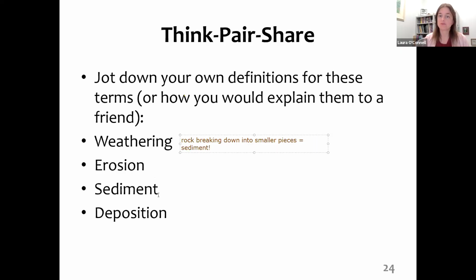Ooh, look, that's one of our other words. So sediment. What is sediment? Sediment is just broken down pieces of rocks and minerals. Great. Then what is erosion? Because I thought weathering and erosion was the same thing. So it turns out erosion is when those particles are transported to a different area.